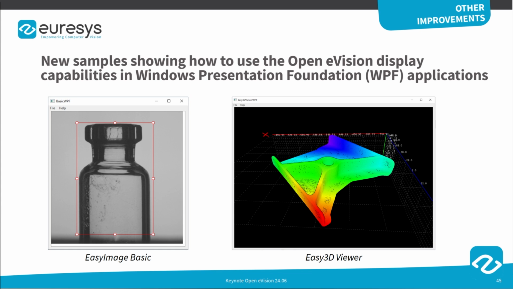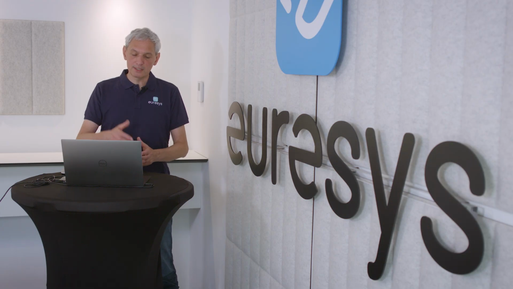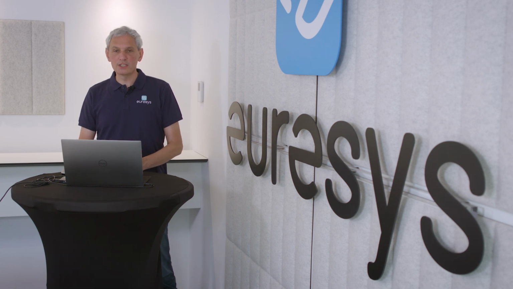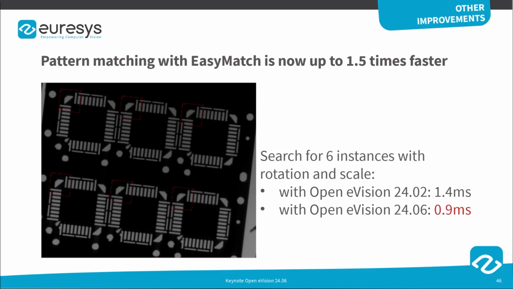We also introduce some new samples in Open eVision, samples using the Windows Presentation Foundation SDK. It's a specific SDK for Windows, and these samples show how to use the display capability of Open eVision in WPF with a basic sample and a more complex 3D sample. We also spent some time optimizing EasyMatch. EasyMatch is one of the libraries for pattern matching, and now EasyMatch is up to 1.5 times faster, so 50% faster than the previous version of Open eVision. It's especially visible if you search for multiple instances with scale and rotation.